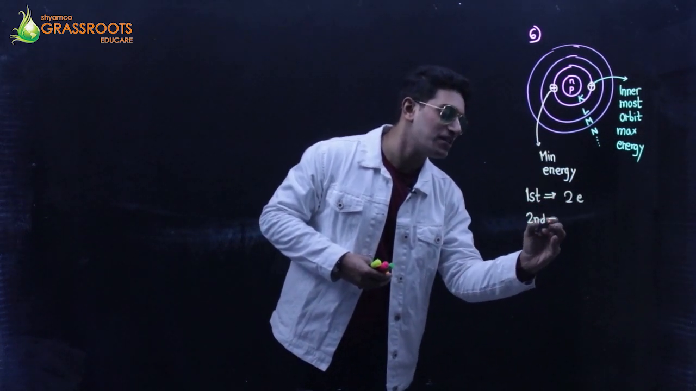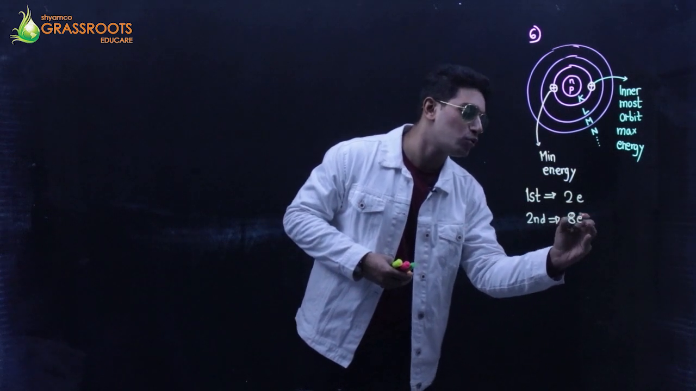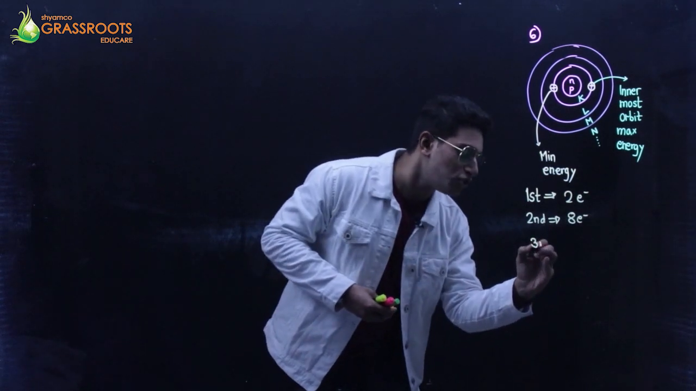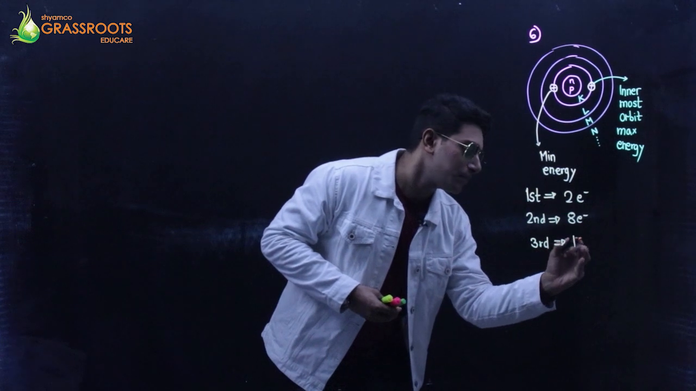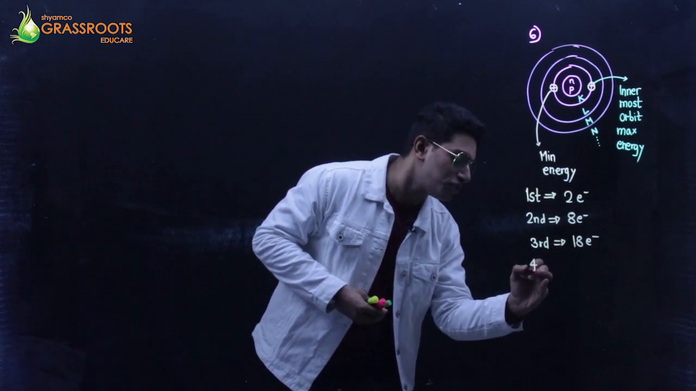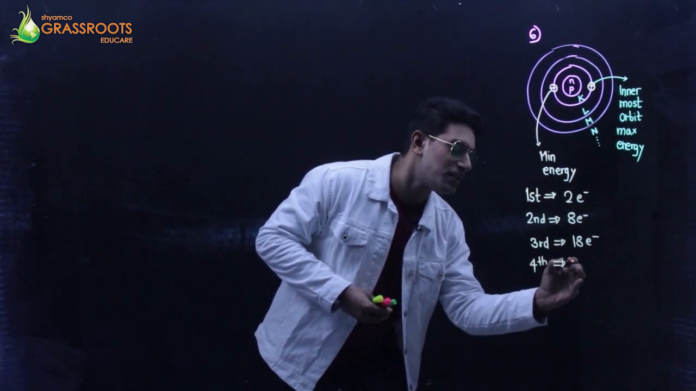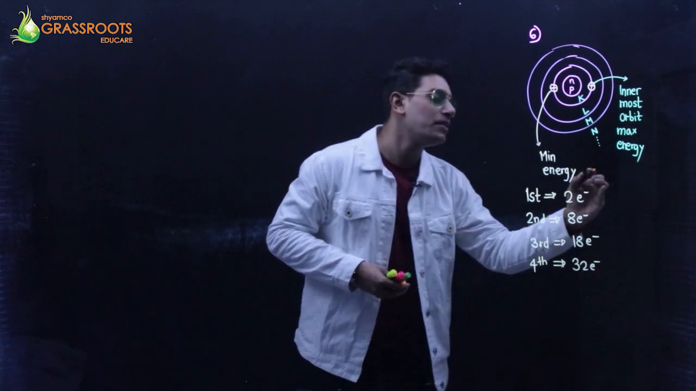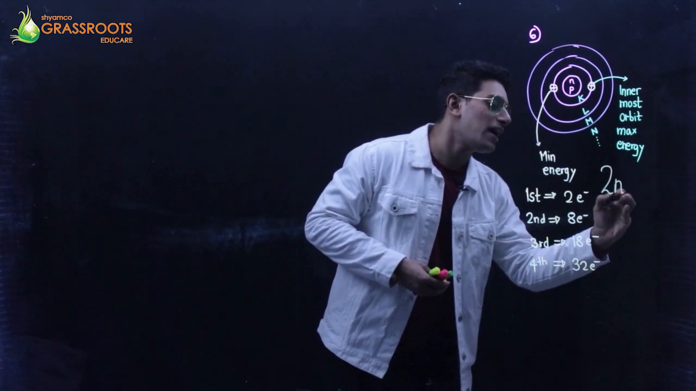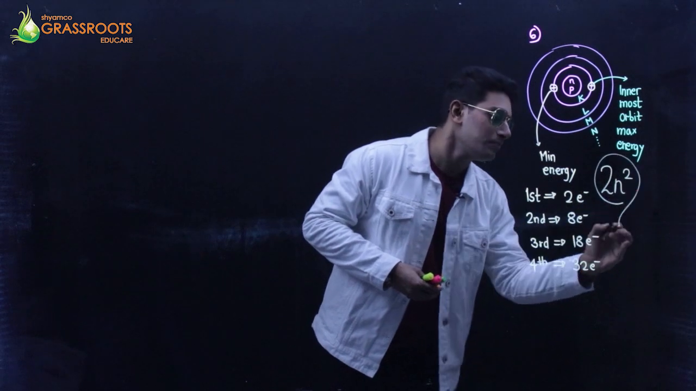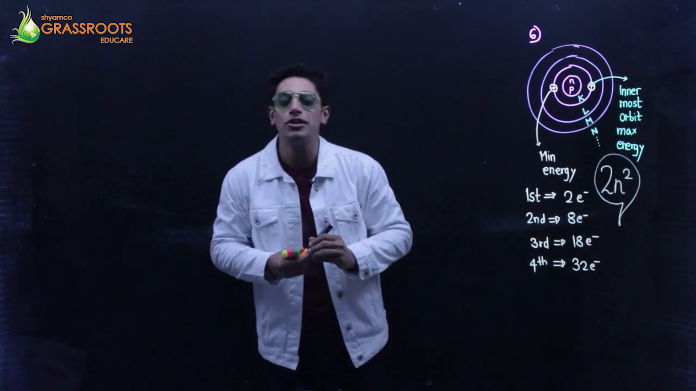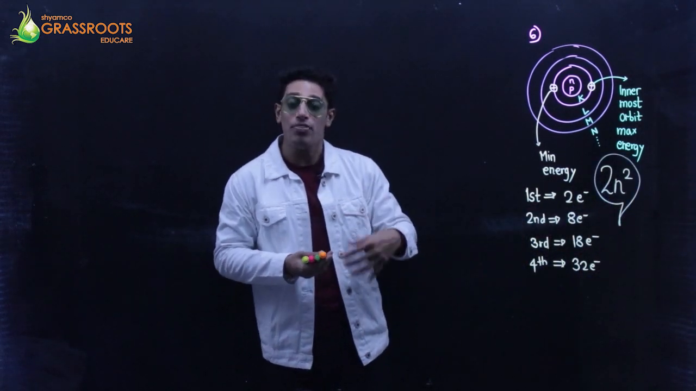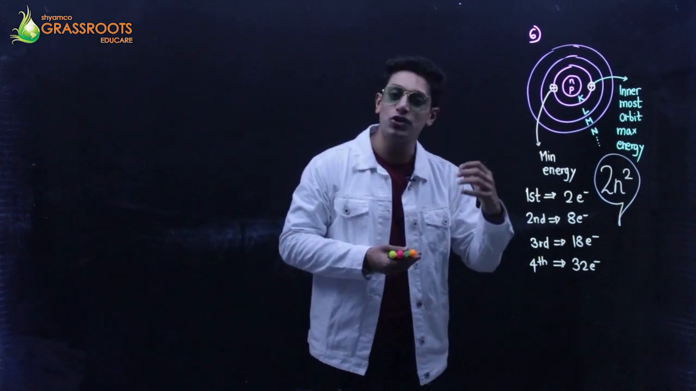Second shell has a capacity of holding a maximum of 8 electrons. Third shell, 18. Fourth shell, 32. Now this is represented by a general formula. The formula is 2n square. This formula determines the upper limit, the holding capacity of a shell.